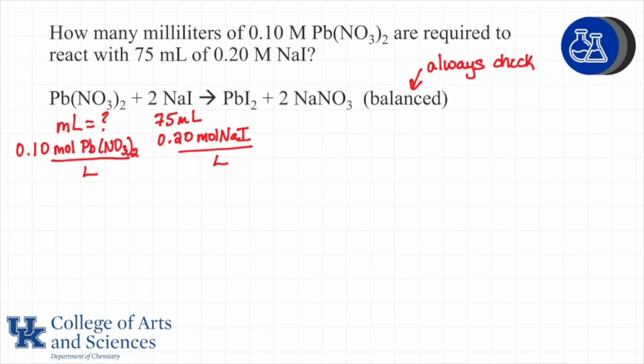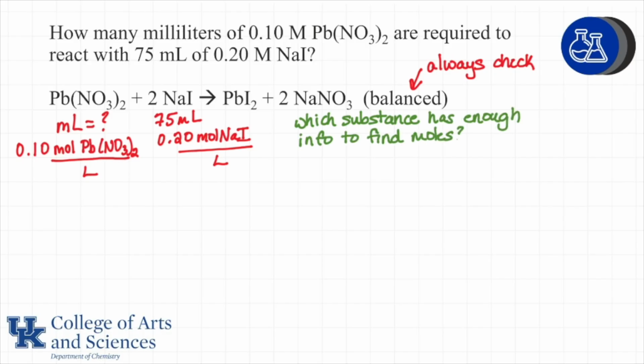Just like with any other stoichiometry problem, I've got to figure out how I can get to moles. And when we looked at dimensional analysis, we looked at starting with a simple unit. Remember, molarity is not a simple unit. It's a relationship between moles and liters. And so what I'm looking at is which substance has enough information to find moles. And that would be for the NaI. I know milliliters, it's a simple unit. That's great. And I also know that I can get from volume to moles of NaI using the molarity.